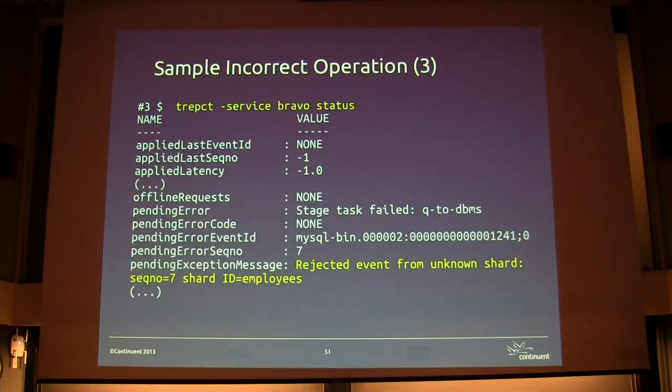If we look at the detail, we ask for the status, it tells me that there was an error in the last stage queued to the DBMS when it was trying to apply, and it says rejected event from unknown shard, and shard ID is employees. So it tells me that from server number two, somebody was trying to update employees, which was not allowed.